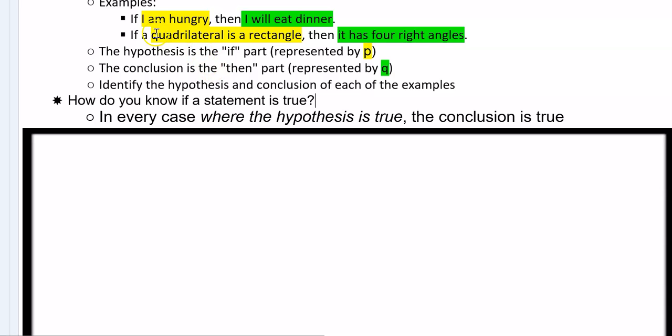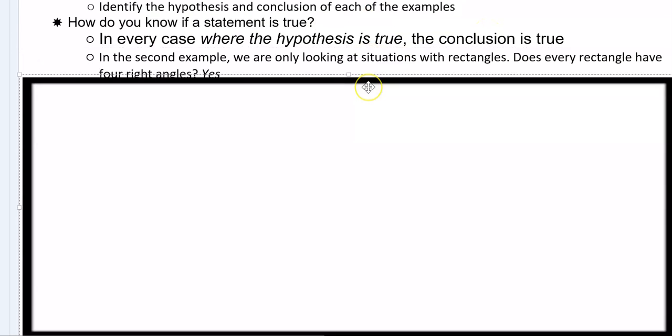In the second statement, think about all the quadrilaterals that are rectangles, because that is the only set of things that we are considering. Because we have to only look at cases where the hypothesis is true. I don't care about a triangle. I don't care about a parallelogram here. I am only looking at rectangles. Is it possible to draw a rectangle that does not have 4 right angles? No, it's not. Every rectangle that you have will have 4 right angles, so that statement is true.